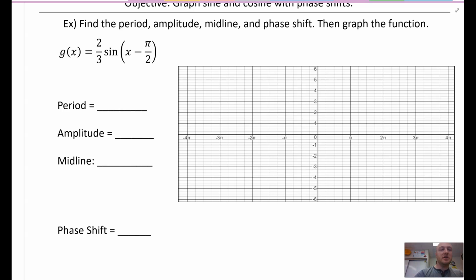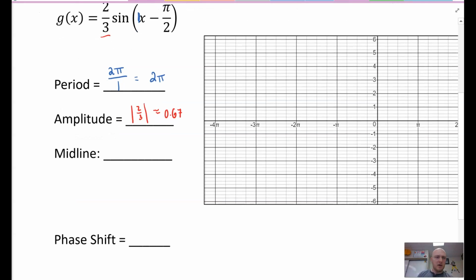So the first thing we're going to look at is our period. And remember, our period is 2 pi divided by 1 over b. And our 1 over b value in this case is just 1. So I don't have any period change. I just have a normal standard period. Amplitude is indicated by the absolute value of your a value. So I have 2/3, which is approximately 0.67, or just 2/3 if you want to be precise.